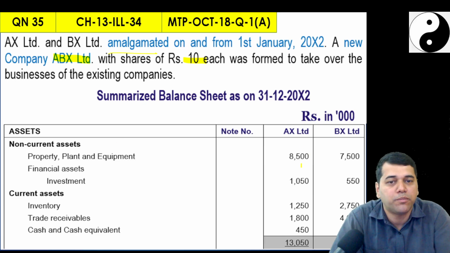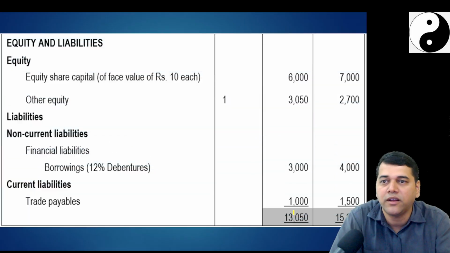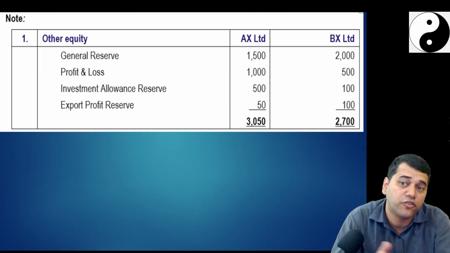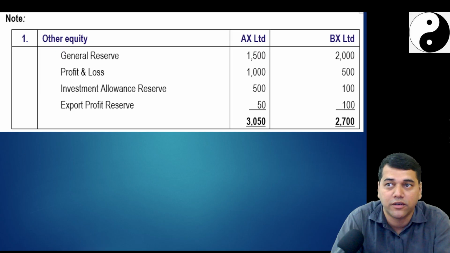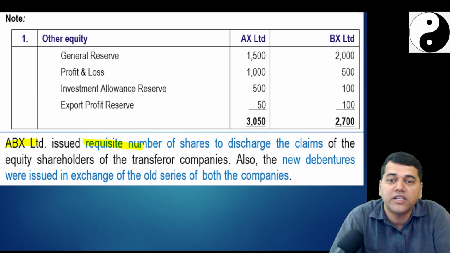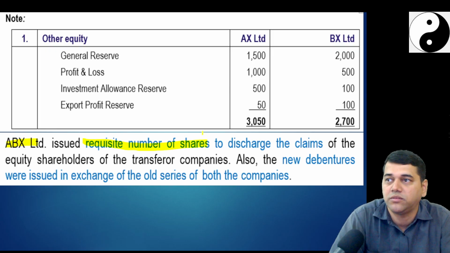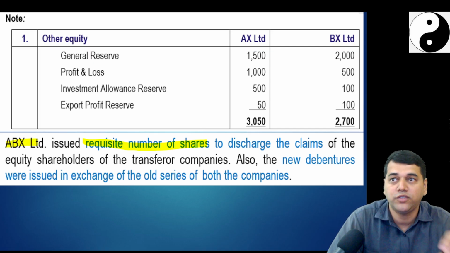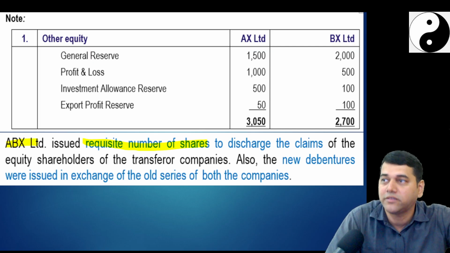They have given you the property, plant and equipment, inventory, etc. Equity share capital, borrowings and trade payables they have given. They have given you the balance of the reserves of both the entities, because one of the reserves you have to take. Now, ABX issued a requisite number of shares. They didn't tell you how much, because this is one of the major calculations involved in reverse acquisition, for which you get a flavor of your mergers and acquisition chapter of AFM.